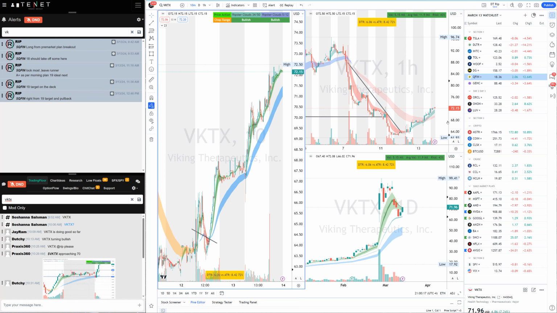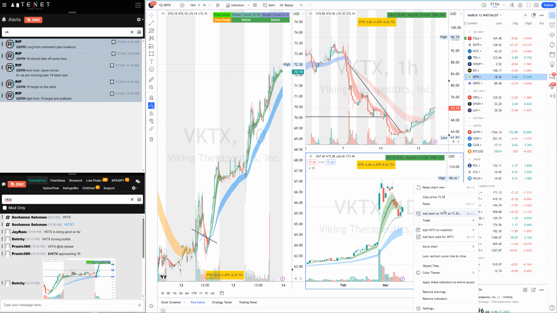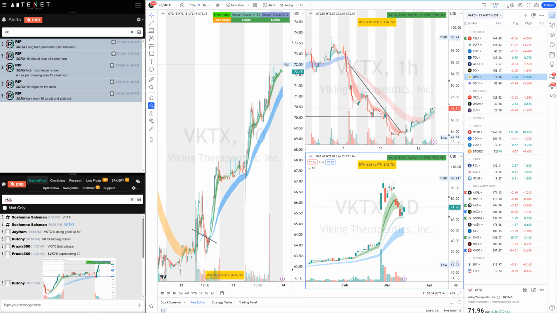Now the plan on VKTX is trade the 1 hour chart. If it pulls back to 69, 68, if it holds that level, re-add there, and it has to hold basically for a continued swing. And we need to get up over the 512 EMA Clouds tomorrow on VKTX, so that is very important. So nice little swing winner so far.